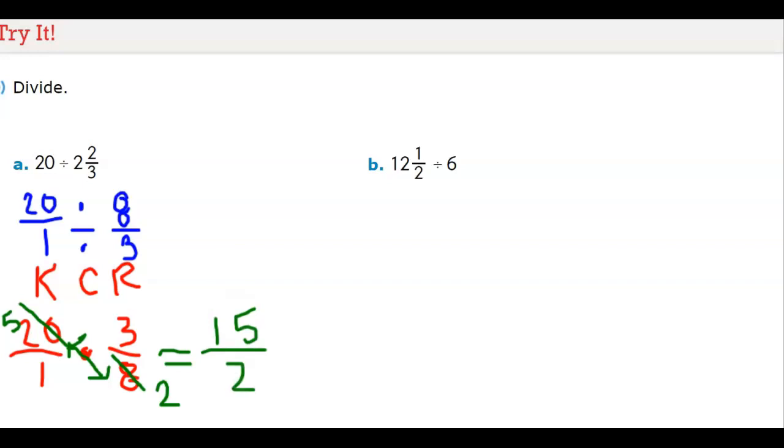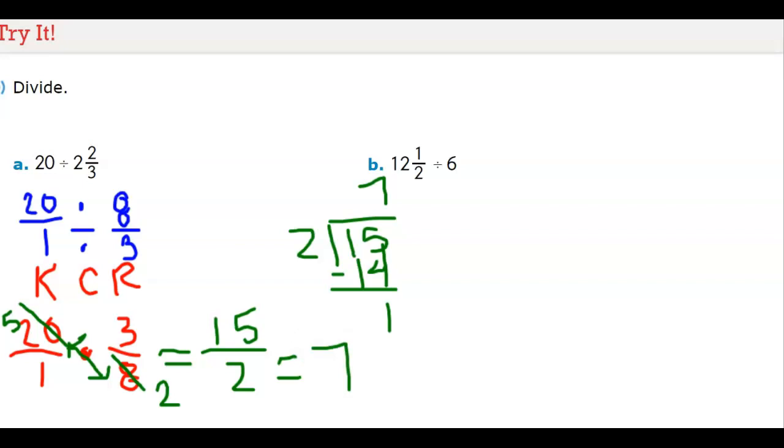Now that is an improper fraction. We cannot leave it that way. So I'm going to take my denominator and divide it into my numerator. 2 goes into 15 7 times, that's 14. And 15 minus 14 is 1. So this improper fraction turns into 7, because 7 becomes my whole number. And my remainder 1 becomes my numerator, and 2 stays the same as my denominator. So my final answer is 7 and a half.